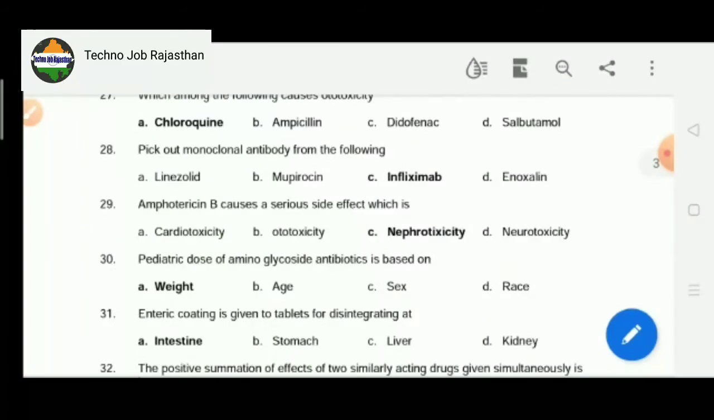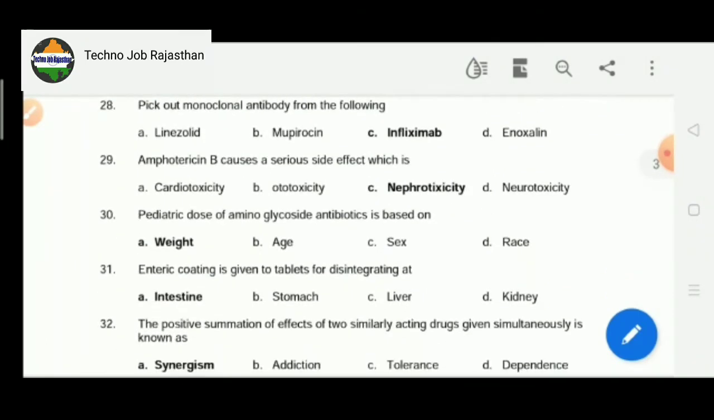Question number 29. Amphotericin B causes a serious side effect, which is: option A is cardiotoxicity, option B is ototoxicity, option C is nephrotoxicity, option D is neurotoxicity. So the correct answer is option C, that is nephrotoxicity.